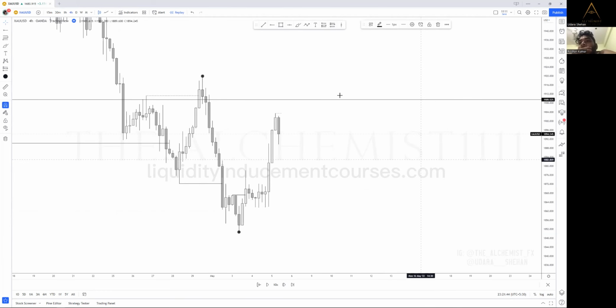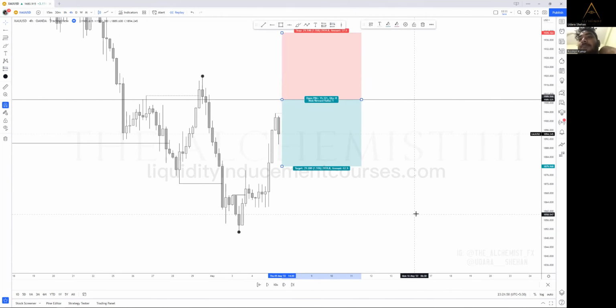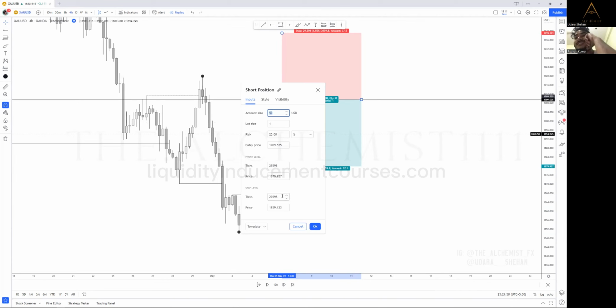What are they doing? Feeding liquidity into the monthly zone. So what we're gonna do is sell it here. We're gonna sell it here like this. And now it's gold. I can't have 2 to 5 pip stop losses on gold. You'll have to have at least 15 to 20 pip stop losses minimum. So for me, maximum will be 20 pips.